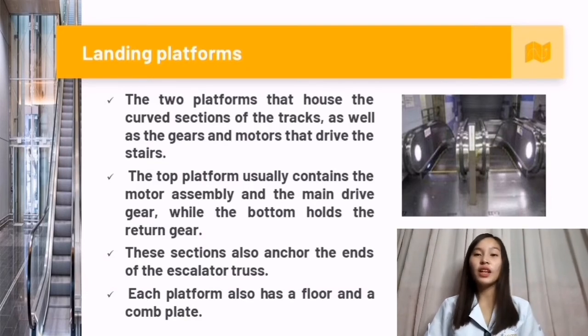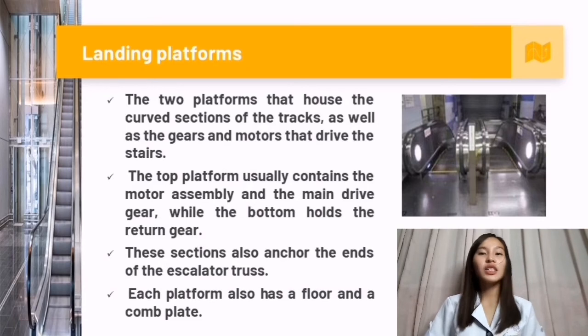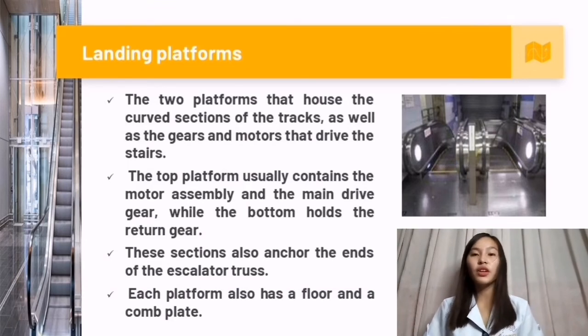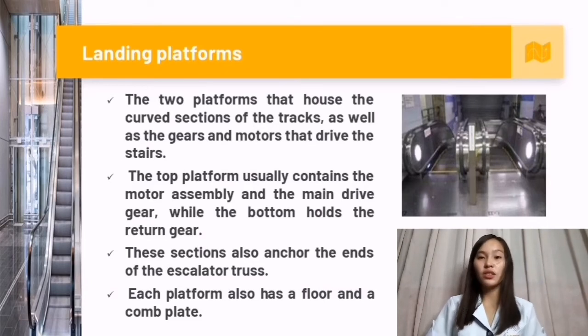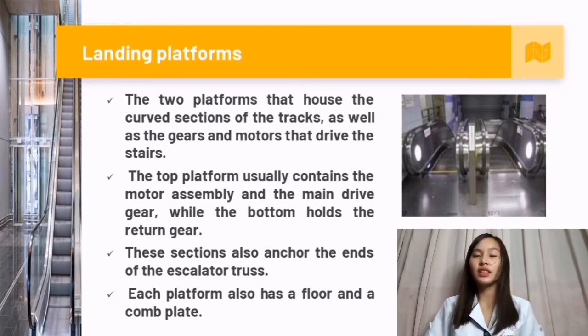Landing platforms are the two platforms that house the curved sections of the tracks, as well as the gears and motors that drive the steps. The top platform usually contains the motor assembly and the main drive gear, while the bottom holds the return gear. These sections also anchor the ends of the escalator truss. Each platform also has a floor and a cam plate.